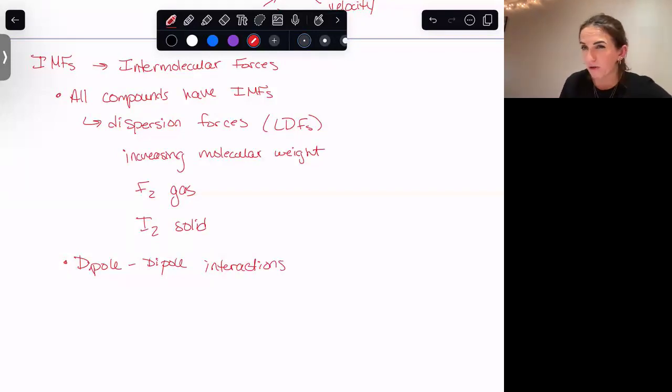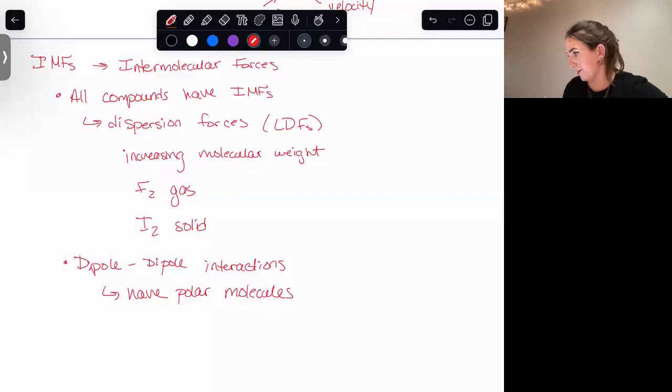This is when you have polar molecules. Right, so maybe this is... trying to think of something. If we have H2S, right, this is a polar molecule that looks like this. And so this would have dipole-dipole interactions with other H2S molecules that it's around.